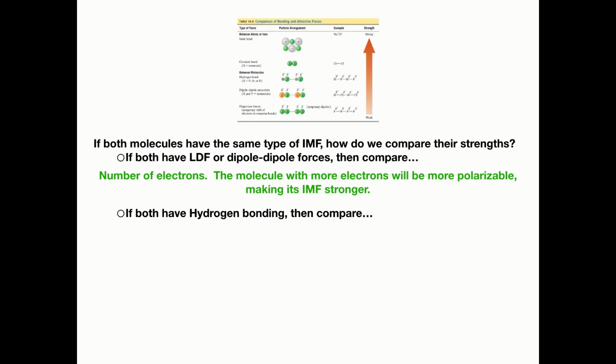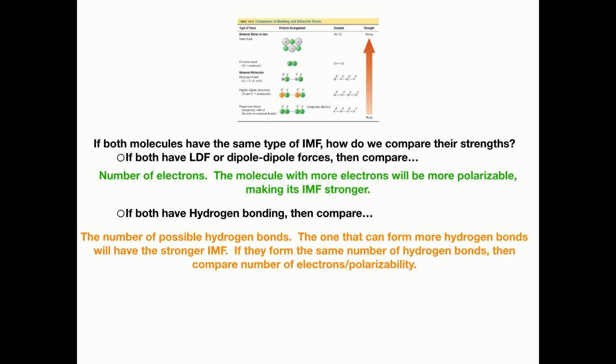Well, what if both molecules have hydrogen bonding? Then what we do is compare the number of possible hydrogen bonds. Let's say, for example, we're comparing two molecules that both have hydrogen bonding, and one molecule has one nitrogen and the other molecule has two nitrogens. Then the one with two nitrogens has two different possible locations for hydrogen bonding. And therefore, since it can form more hydrogen bonds, it's going to have a stronger intermolecular force than the one that can only form one hydrogen bond. Now, that being said, if they can form only the same number of hydrogen bonds, for example, if both can only form one hydrogen bond, then we go back to the way of comparing if they had the same type of intermolecular force, which is by comparing the number of electrons or comparing their polarizability, okay?